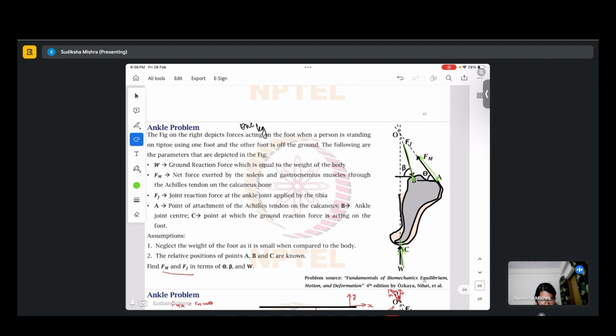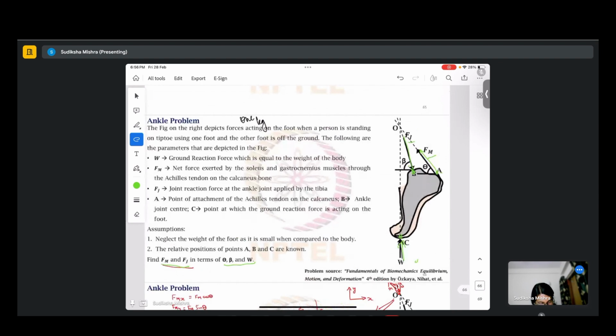Assumptions: neglect the weight of the foot as it is small compared to the body. Relative positions of A, B, and C are known. Find Fm and Fj in terms of theta, beta, and W. We know theta, we know beta, and we know W. We need to find Fj and Fm. So Fm, Fj, and W, all of them are passing through O, which essentially we can consider as the origin.